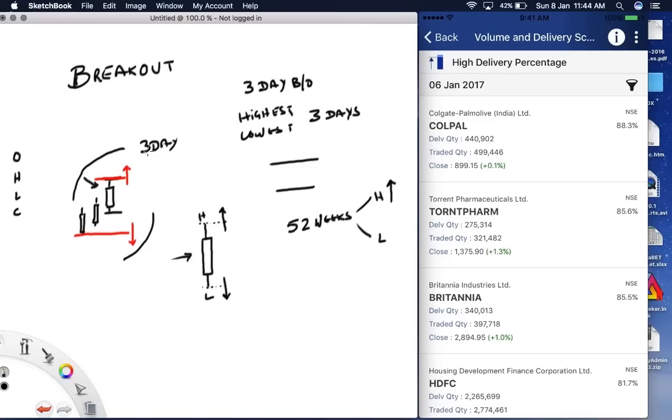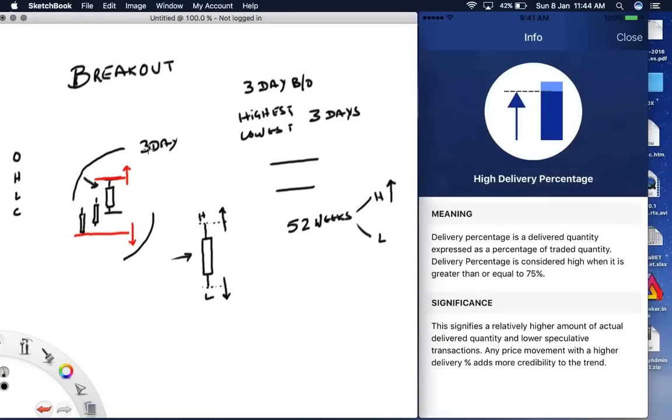If you just tap on that, what does it mean? The meaning and the significance pops up so that you don't feel lost. So what does high delivery percentage mean? It means that if 100 shares were traded yesterday, 75 or more than 75 of these shares were taken for delivery. It's a very simple concept.